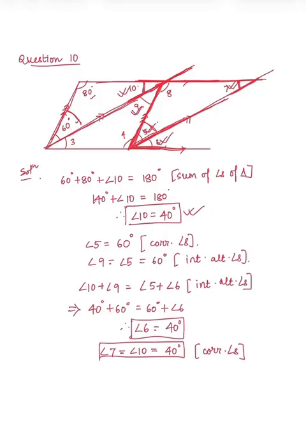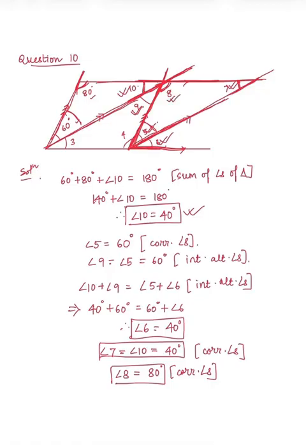Now, how do we get angle 8? We'll get angle 8 because these two lines are parallel to each other, right? Now if they are parallel, then these two angles will be corresponding to each other. So angle 8 will again be equal to 80 degrees because they are corresponding angles. Now you got angle 8 as well.